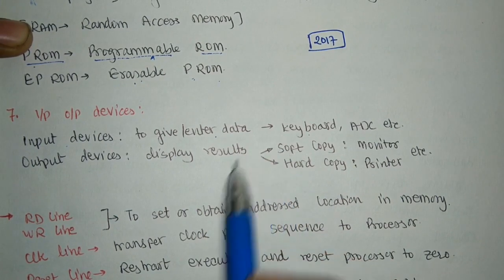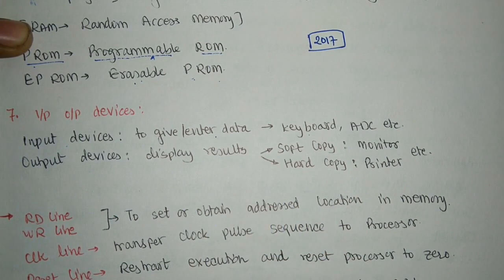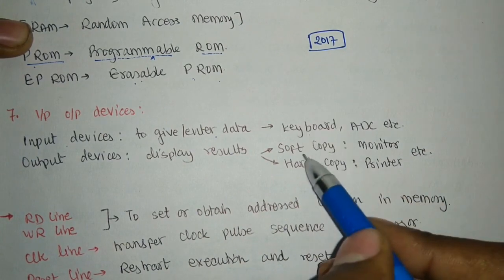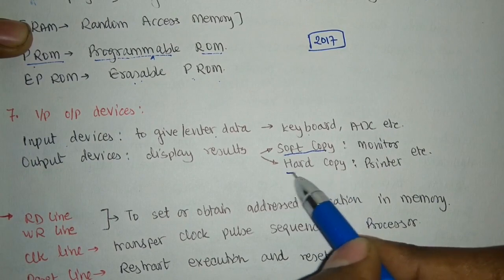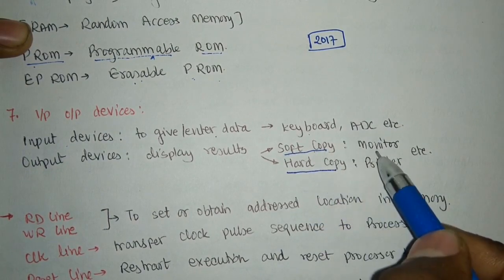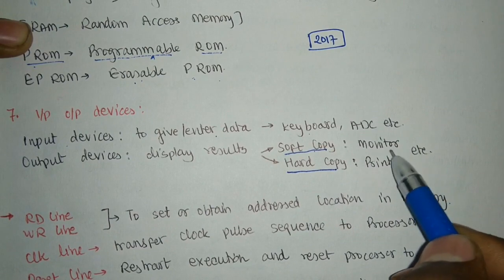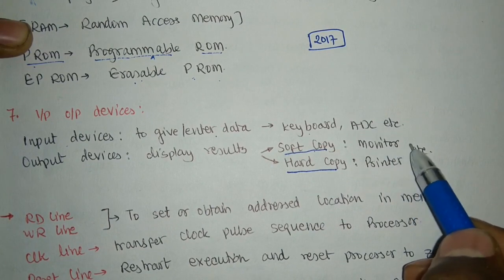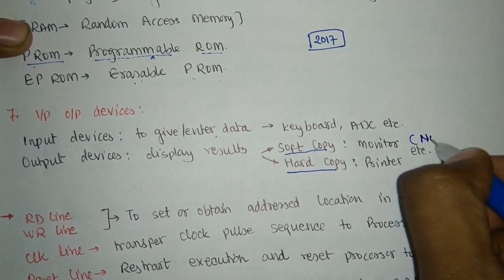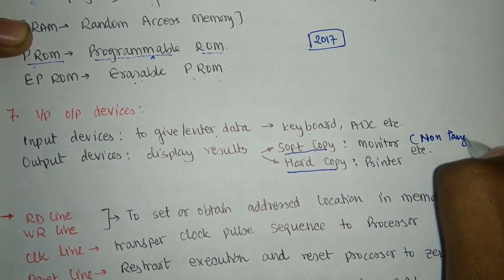It need not be a visual display only, it can be speakers also, right? So we can have a soft copy of output, we can have a hard copy of output. Soft copy is our monitor. On the monitor we cannot touch it, right? So that is our soft copy. It is non-tangible in nature, so we cannot touch it.